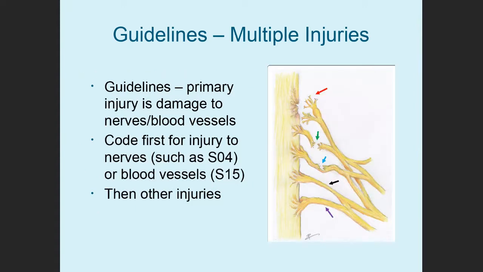On the other hand, if a primary injury is in the nerves or the blood vessels, code these first and then other injuries. In this case, you see the primary injury is to the nerves, here's the spinal cord, and the nerves being broken, cut off. So that's obviously the primary injury, and then any other injuries you will code separately. But code this one first.